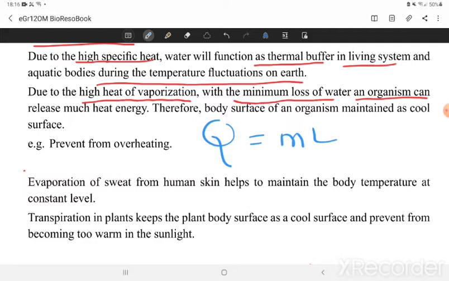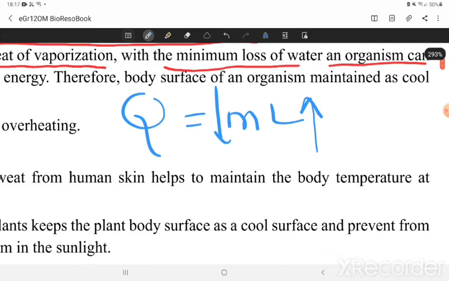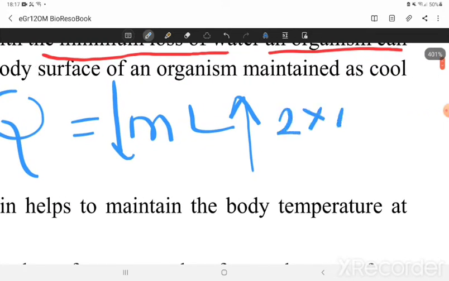Water has a very high specific heat of vaporization, so L is very high. When L is high, to release some amount of heat, let's say Q equals 1000 joules, the mass m should be lower to get this product equal to 1000. The value of L, if I remember correctly, is about 2 times 10 to the power 6 joules per kg.